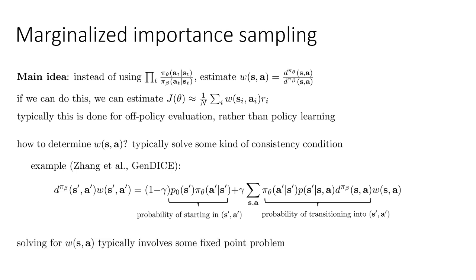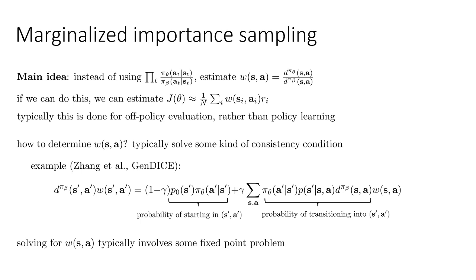So solving for W(s,a) typically involves some kind of fixed point problem. So it involves subtracting the right-hand side from the left-hand side and minimizing the squared difference. And the trick in deriving these algorithms is to basically turn that difference into an expected value under d^pi_beta, because once you can express it as an expected value under d^pi_beta, then you can use samples from d^pi_beta to estimate it. And that means that you never need to have a neural net that approximates d^pi_beta or d^pi_theta. You only need a neural net that approximates W.